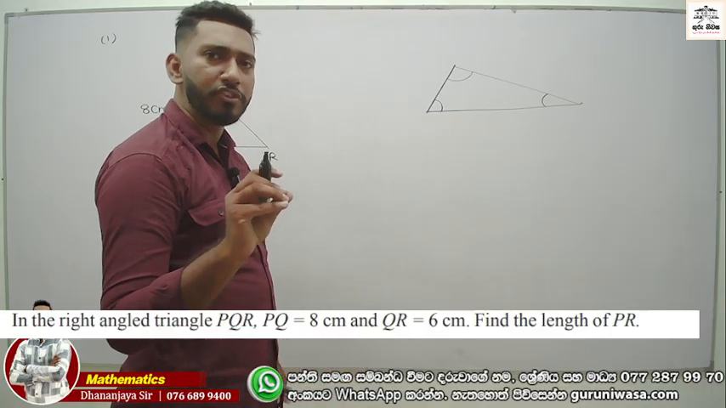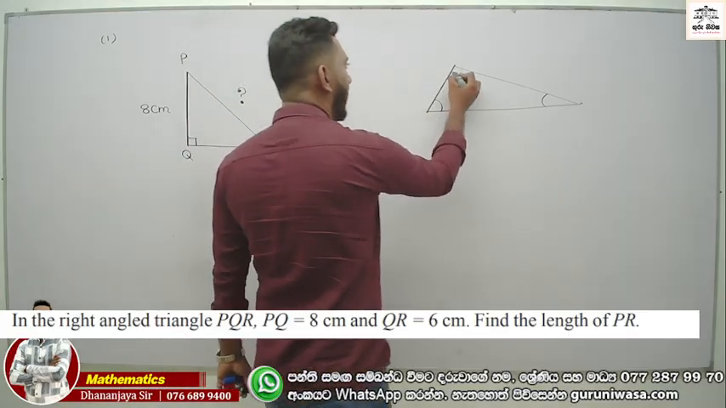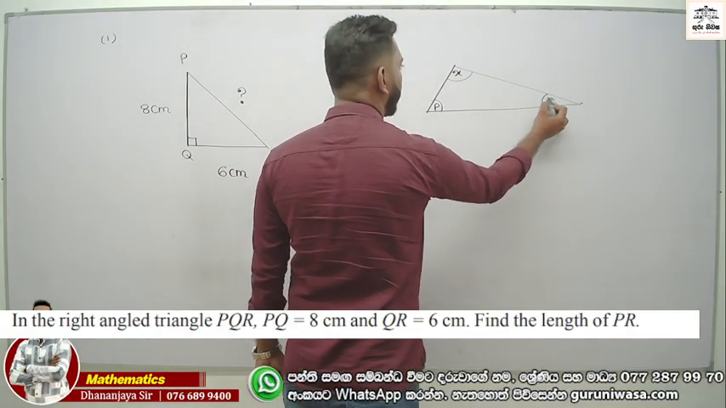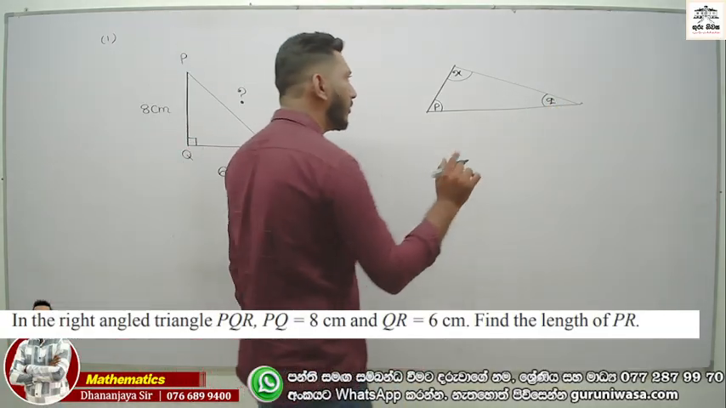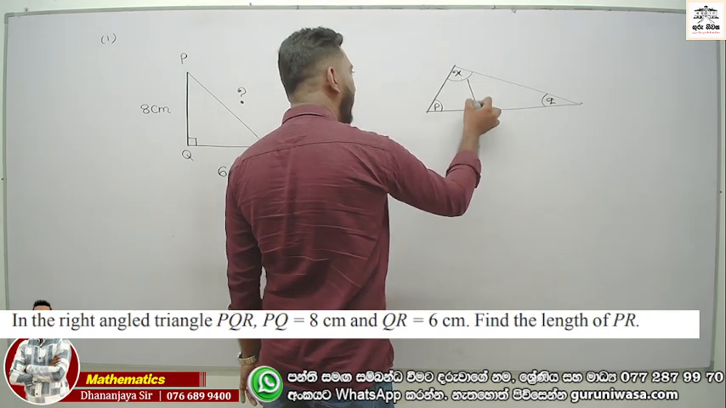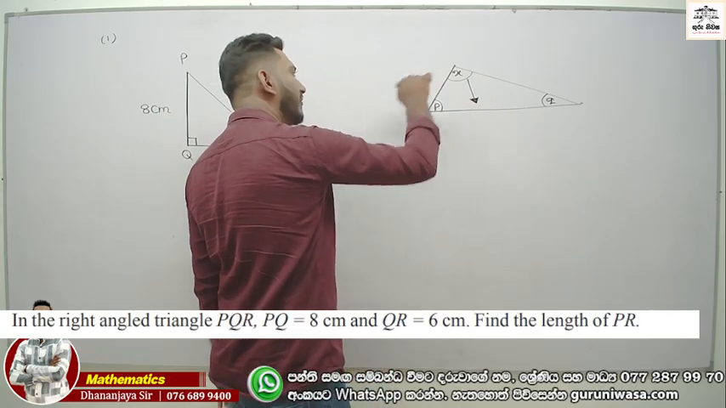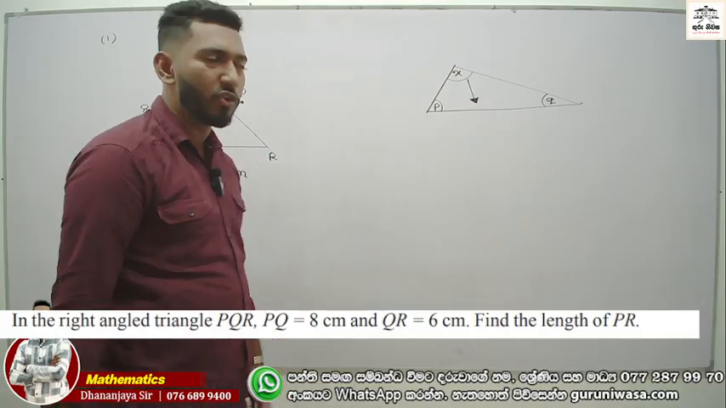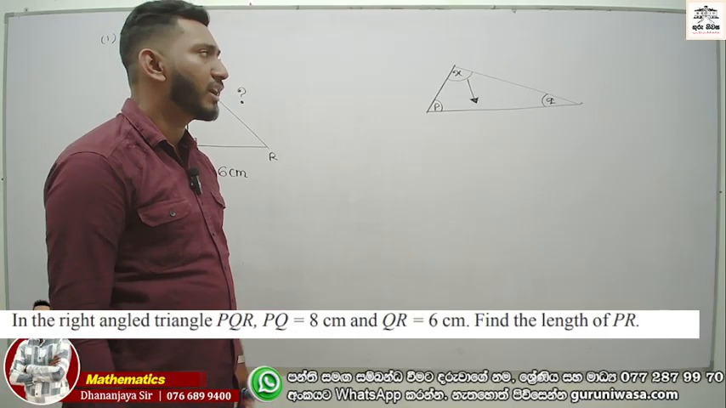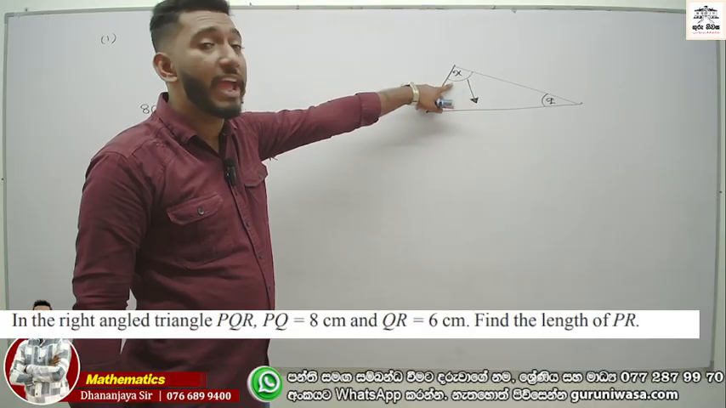Therefore, which is the maximum angle? Who is the greatest angle? X or P or Q? X. Yeah. Therefore, the greatest length should be in front of it. The opposite side of the greatest angle should be the greatest side. Which side is the longest? The side opposite to the greatest angle.